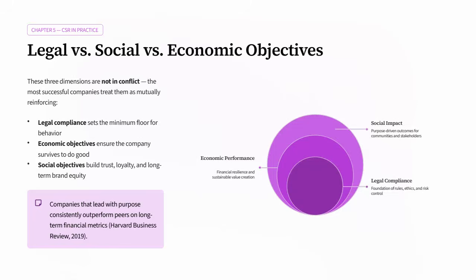This slide shows how legal, social, and economic objectives work together in CSR practice. Legal compliance is a foundation. It sets a minimum standard for ethical behavior and risk control. Economic performance gives a company the resilience and resources to continue creating value. Social impact extends that value to communities and stakeholders, building trust, loyalty, and long-term brand equity. These dimensions are not competing priorities. When they reinforce one another, companies can pursue purpose while strengthening sustainable performance. The slide also highlights research linking purpose-driven leadership with stronger long-term financial outcomes.